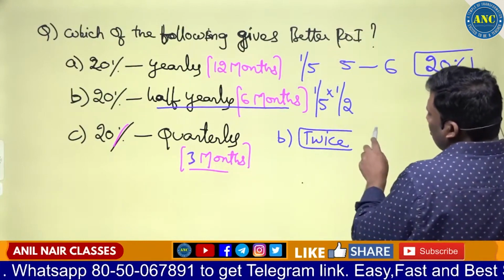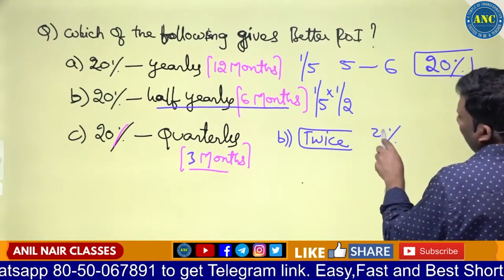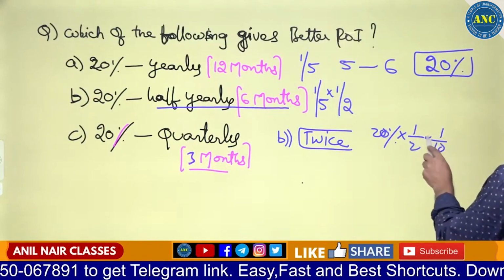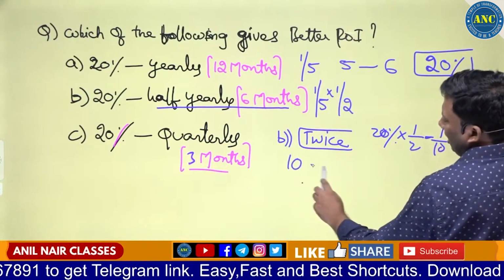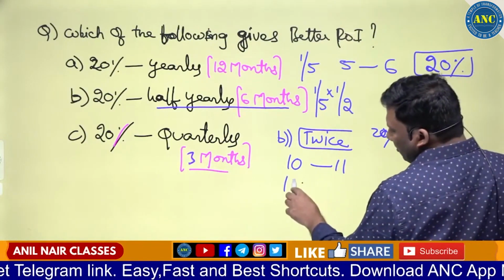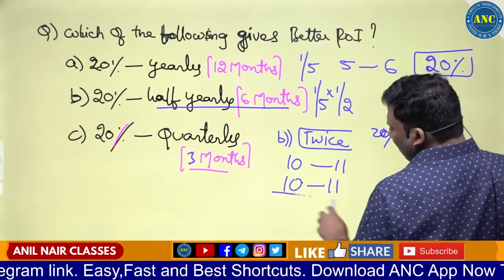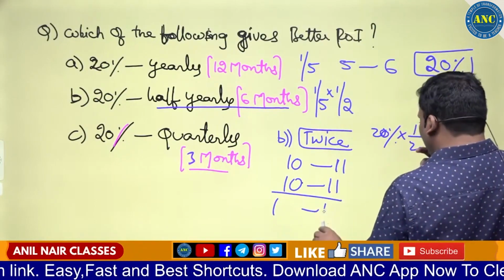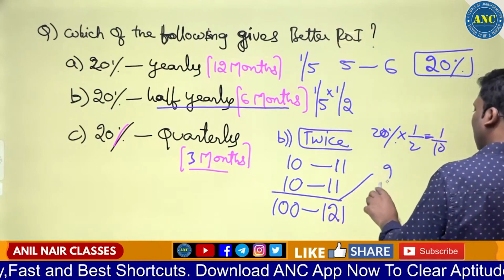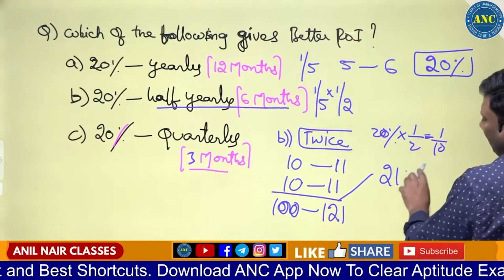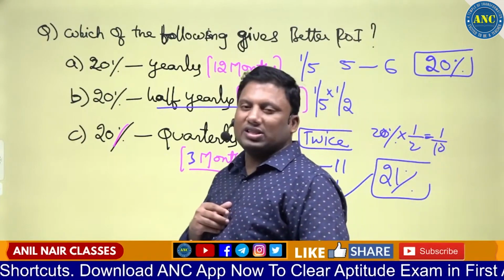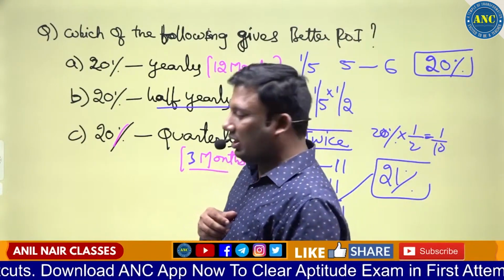So 20% for 6 months will become 1 by 10. So 10 is becoming 11 after 6 months. Again after 6 months, 10 is becoming 11. So 100 is becoming 121. If 100 is becoming 121, what is the effective rate of interest? 21%. Are you all with me?